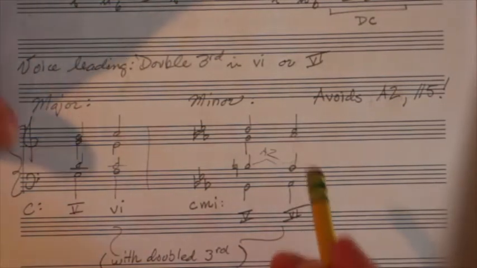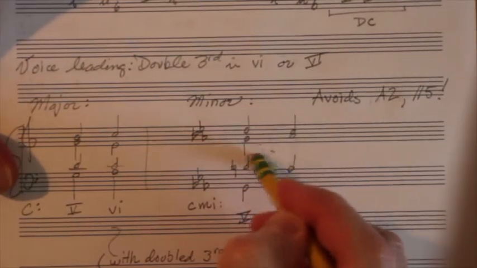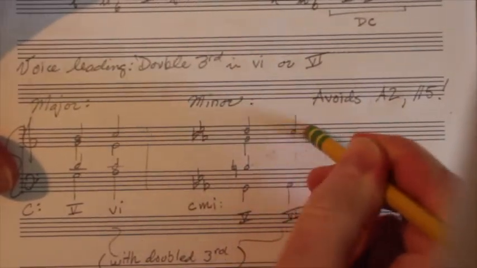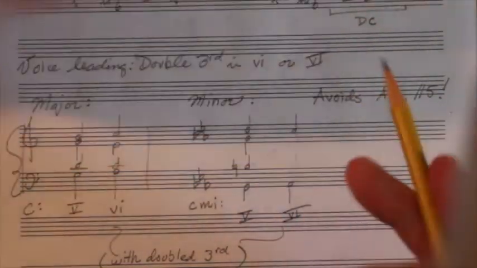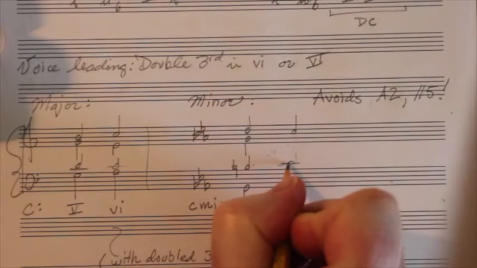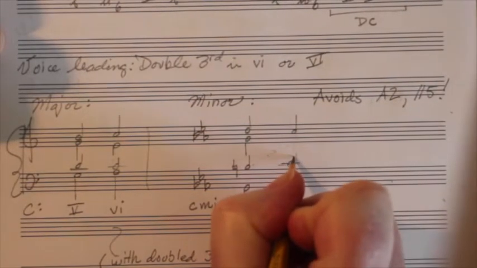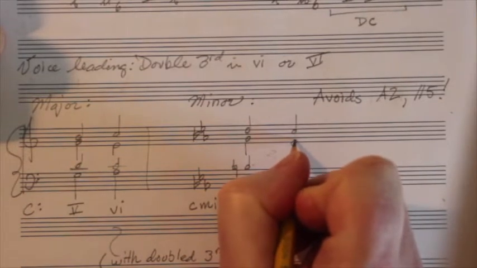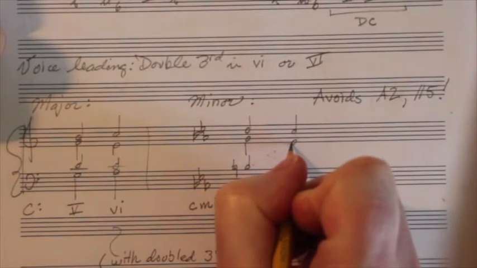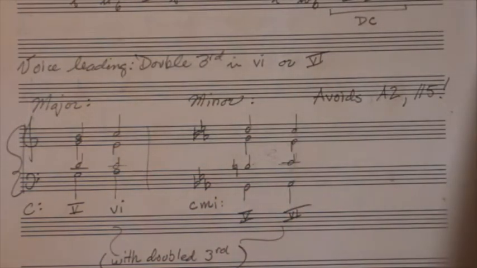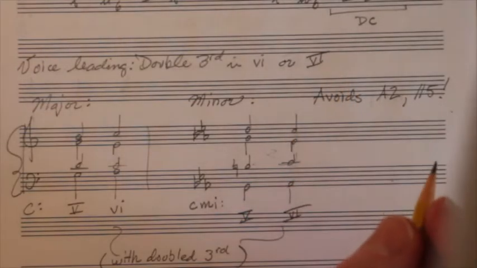So knowing to simply double the third relieves both of those problems. I'll put it back the way we had it. The augmented second goes away when we bring the tenor up, resolving the leading tone. And to complete the chord, we get rid of the parallel octaves by having the alto come down here like this. So if we simply double the third in 6, then we won't have that problem.